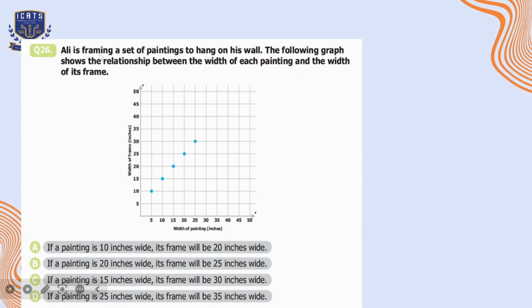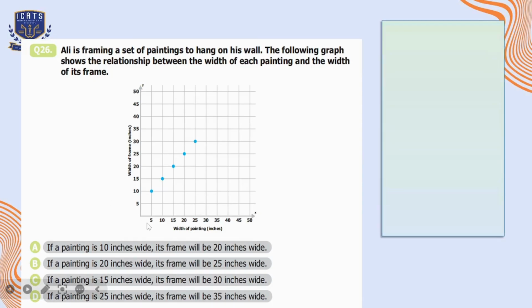Question number 26. Ali is framing a set of paintings to hang on his wall. The following graph shows the relationship between the width of each painting and the width of its frame. So let's interpret the data from the given graph. Like for 5 inches wide painting, the frame is 10 inches.